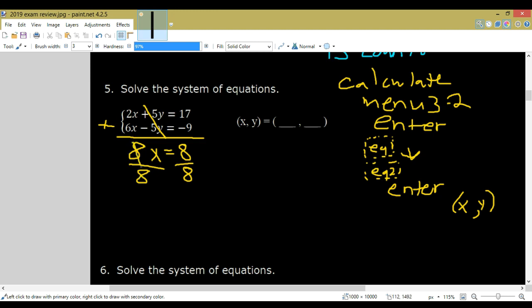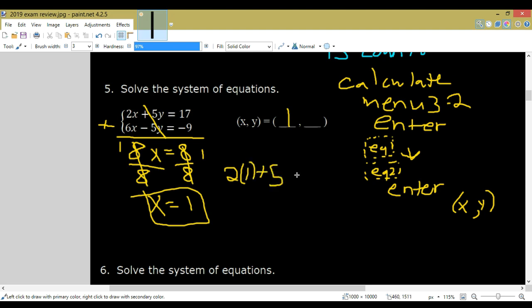8x divided by 8 is 1x. 8 divided by 8 is 1. 1x equals 1. So that's the answer to the x part. To get y, you just plug this number back into one of the original equations and solve for y. So we have 2 times 1 plus 5y equals 17.